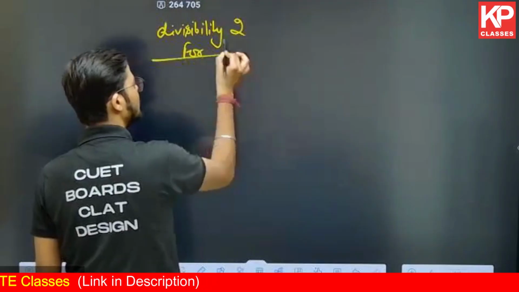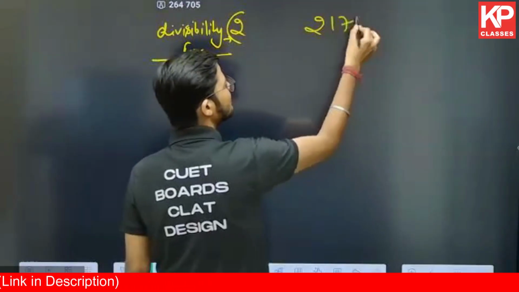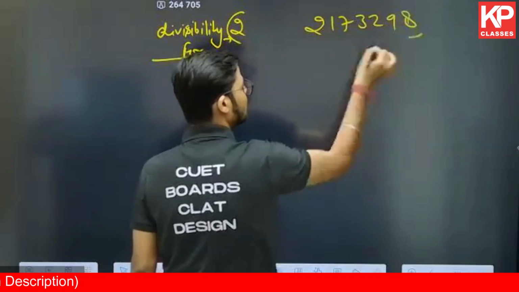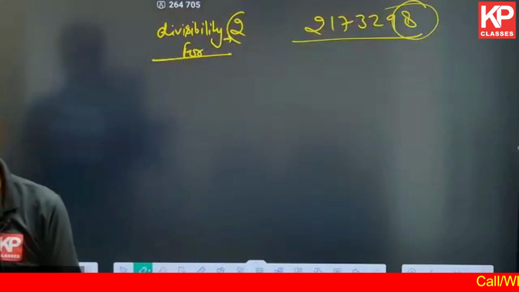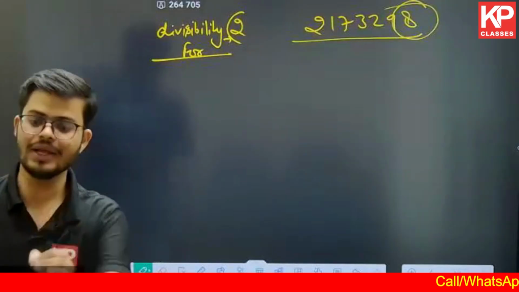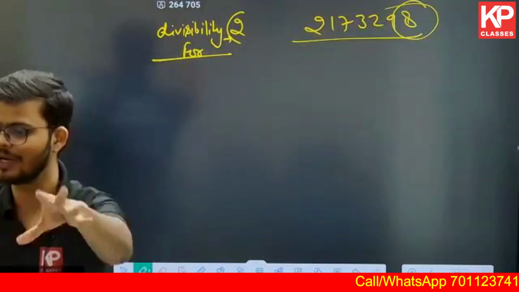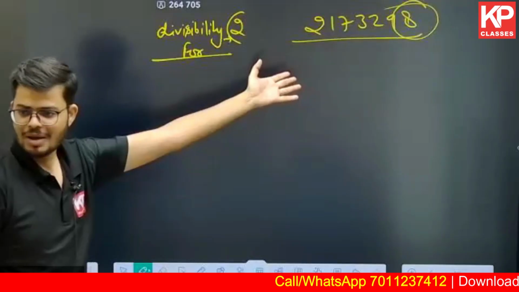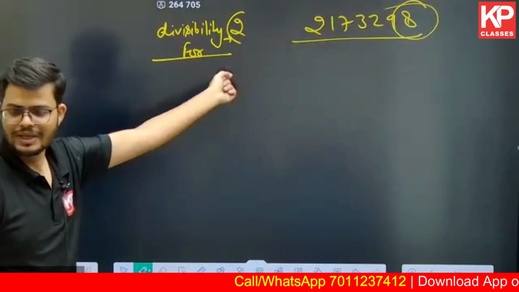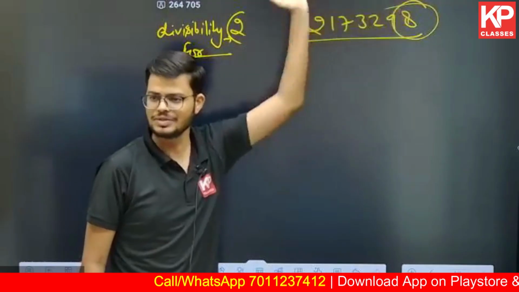Now, you know that the divisibility rule for 2 is what? No matter what number is given, 2173298, if the unit place is divisible by 2, the whole number will be divisible by 2. Correct. If at the unit place you are getting an even number, that means the complete number is divisible by 2. That is the divisibility rule for 2. Here, in this case, the number at the unit place is divisible by 2, so the whole number is divisible by 2.